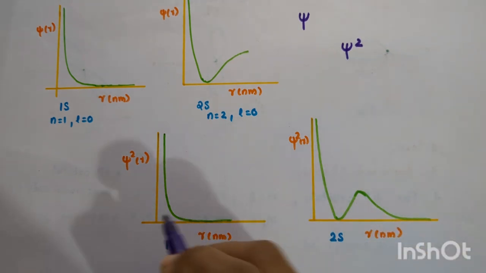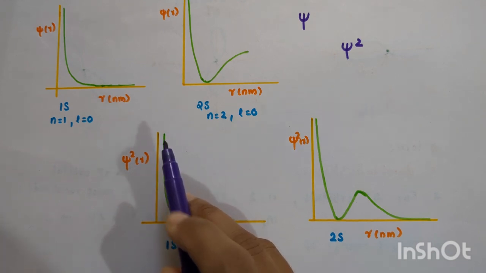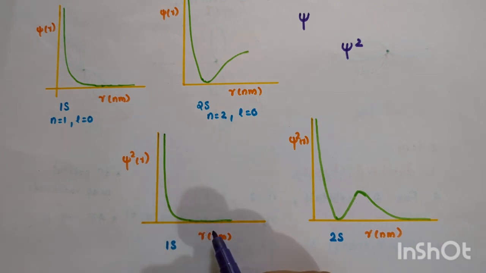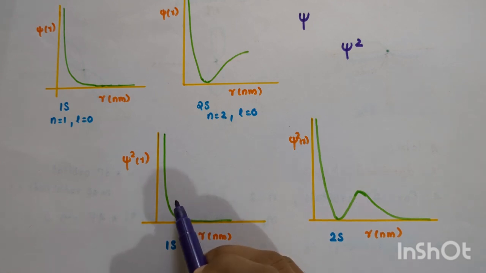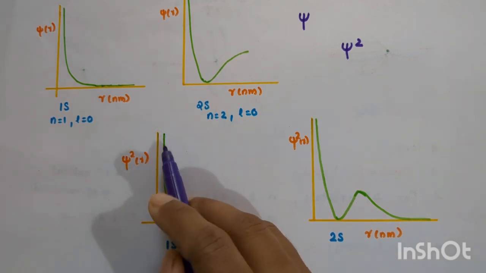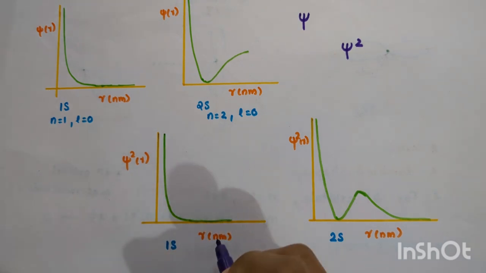You see, for 1s orbital, the probability density is maximum at the nucleus and it decreases sharply to 0 as we move away from it. That is, for 1s orbital, the probability density is maximum at the nucleus and it decreases sharply as r increases.